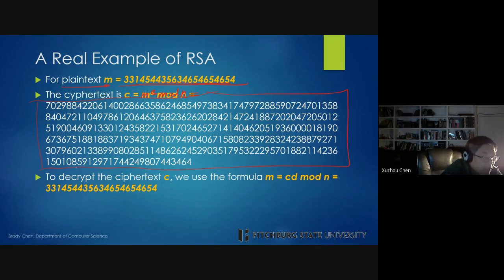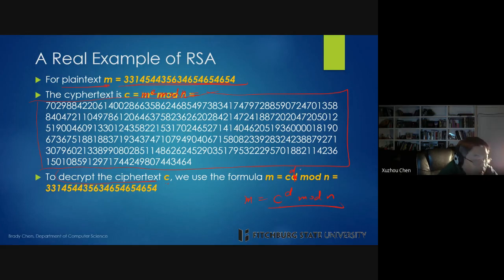Now to decrypt the message, to decrypt the C, all I need to do is compute M. So C to the power d, modulo n. Now this is actually a tough job, I tell you.